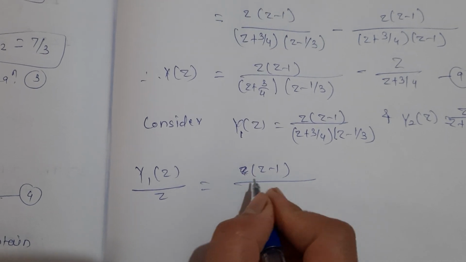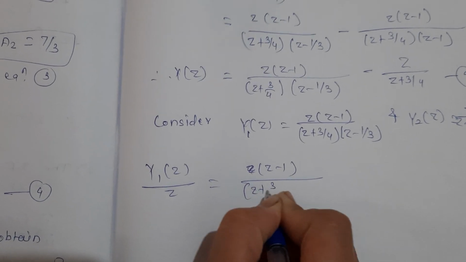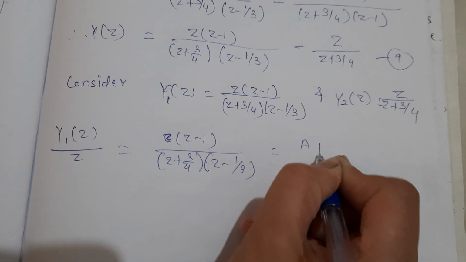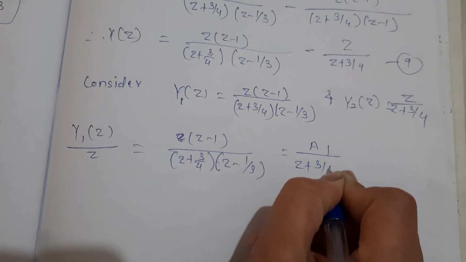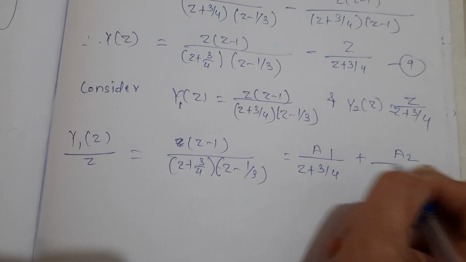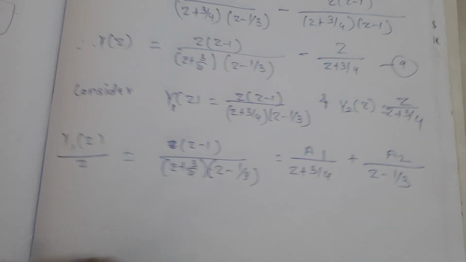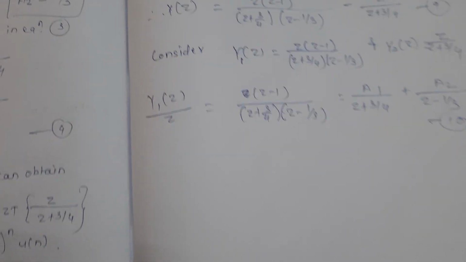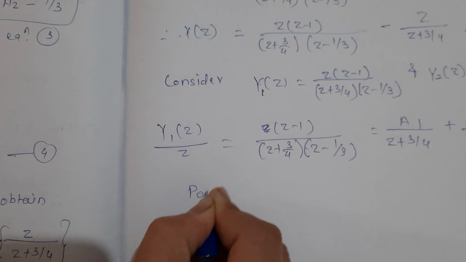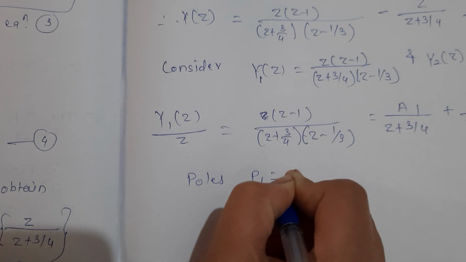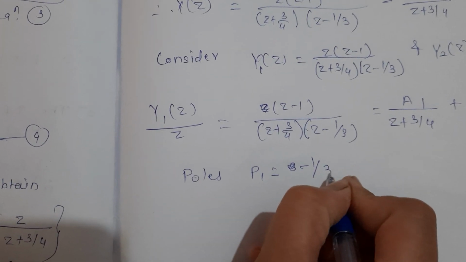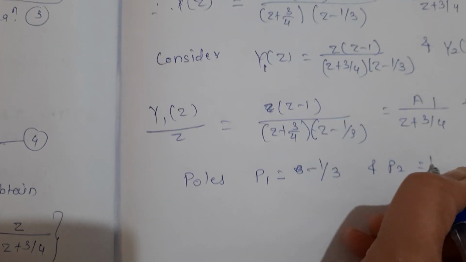Okay, z gets cancelled, so it is z plus 3 by 4, z minus 1 by 3. So we take the partial fraction, that is a1 by z plus 3 by 4 plus a2 by z minus 1 by 3. Now by solving we get the answers. First we write the poles: p1 is minus 3 by 4 and p2 is 1 by 3.